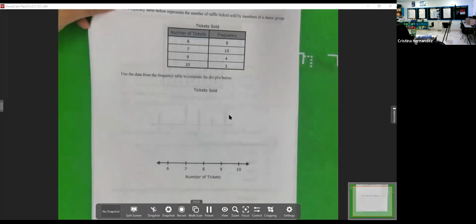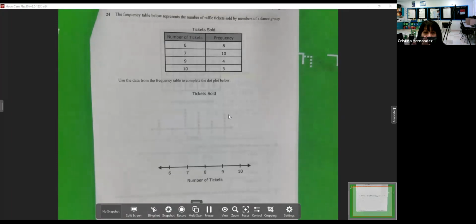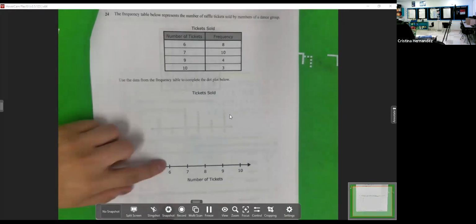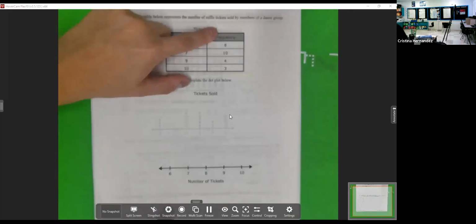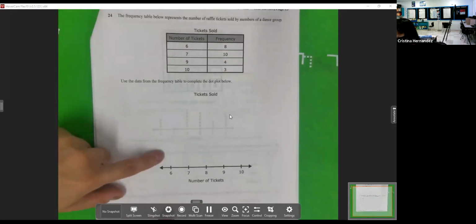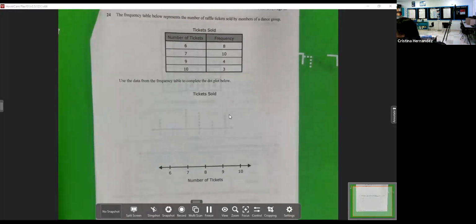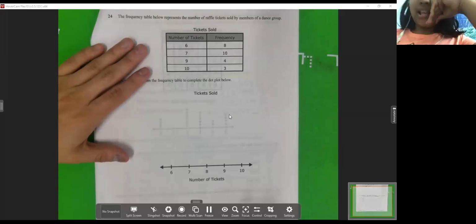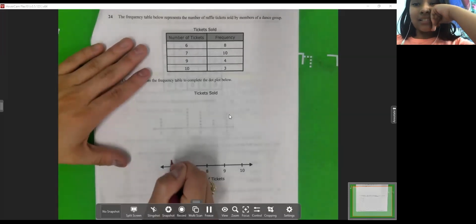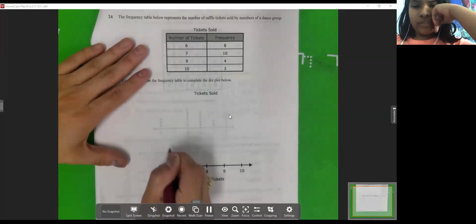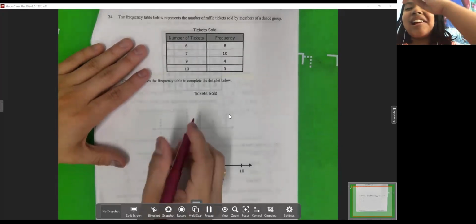I'll read it, y'all fill it in, and somebody's gonna help me put their dots with the annotate button. The frequency table below represents the number of raffle tickets sold by the members of a dance group. Use the data from the frequency table to complete the dot plot. So, how many dots would we have on 6 using this table? The frequency tells us how many dots go over here. So, how many are we going to have on 6? 8. Okay, 8. I'll fill this in.